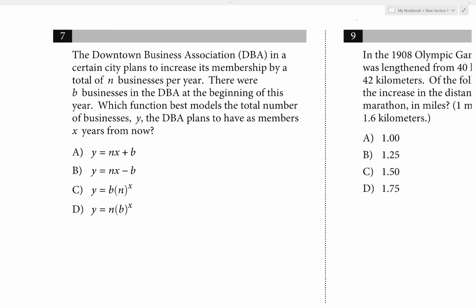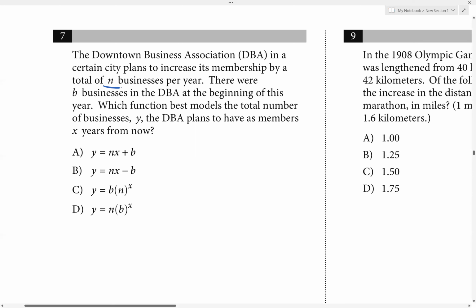Okay, so right now we have B number to begin with. So we don't know what N and B each represent. Okay, but we know this should be a linear model. Why is it a linear model? Because we're increasing by the same number each year, right? So it's always N. So it'll be the same number that we're adding each time. So whenever we're adding or subtracting the same number, it's going to be a linear growth or a linear decrease.